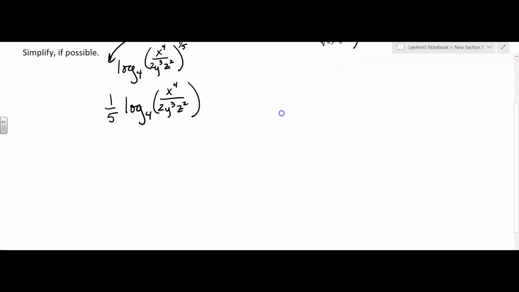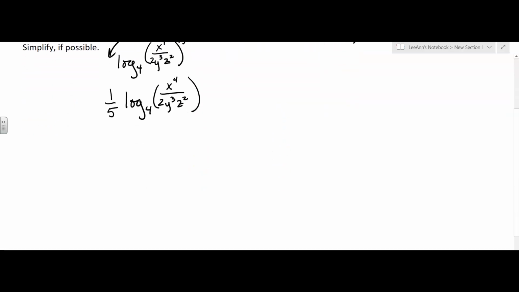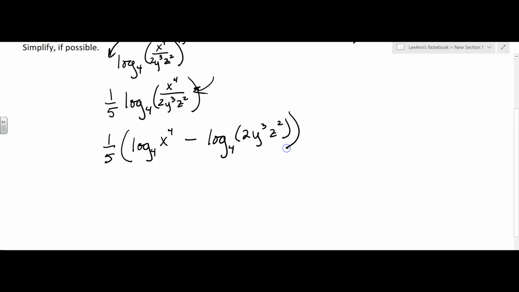Okay, now I'm going to expand the argument that's in the logarithm. So 1/5, and I'm going to do it in a few steps. First, I'm going to look at the division going on here. So I'm going to write parenthesis log base 4 x to the 4th minus log base 4 of 2y cubed z squared. You want to make sure you have all of that in that argument there. So it's the numerator minus the denominator, and they're both logarithms, right?